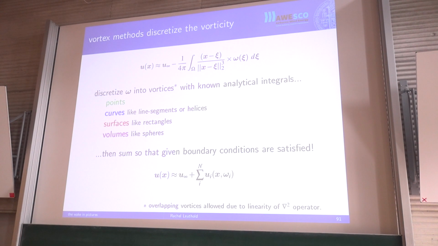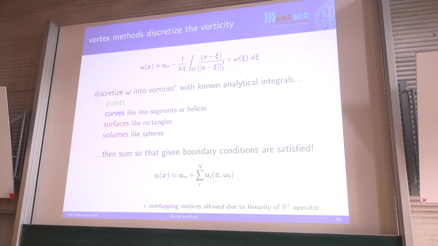One thing we might do, and it brings us into this family of vortex methods that I'm not really talking about today, is discretize the vorticity within our domain into a summation of elementary solutions, where we know the analytical integrals of these vortices. Then we can stack all of these solutions up together until our boundary conditions are finally matched.